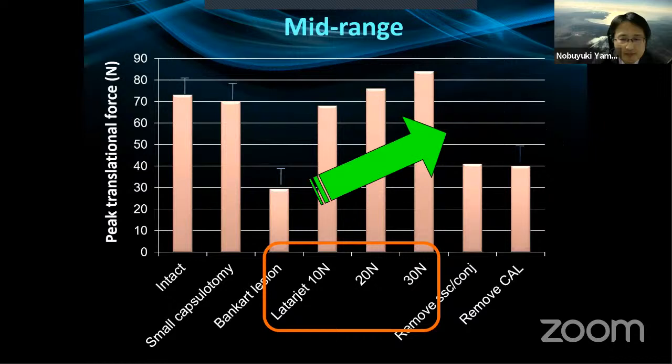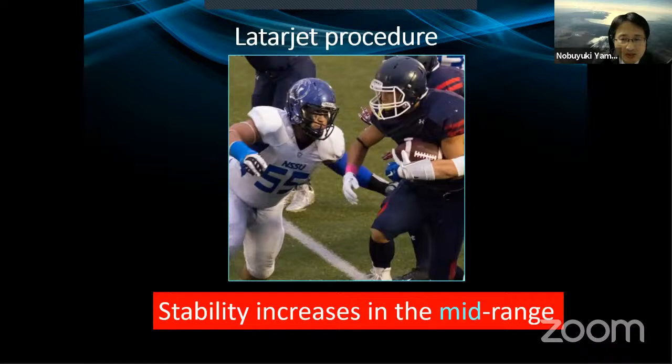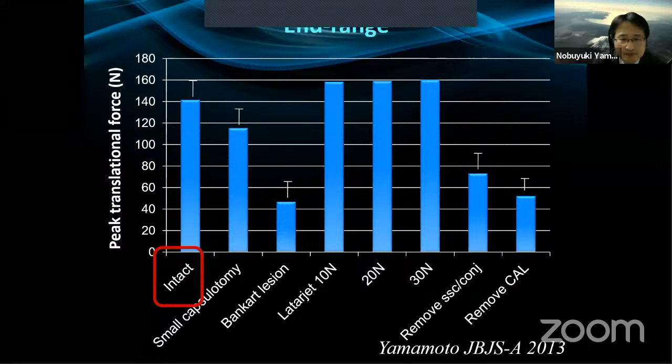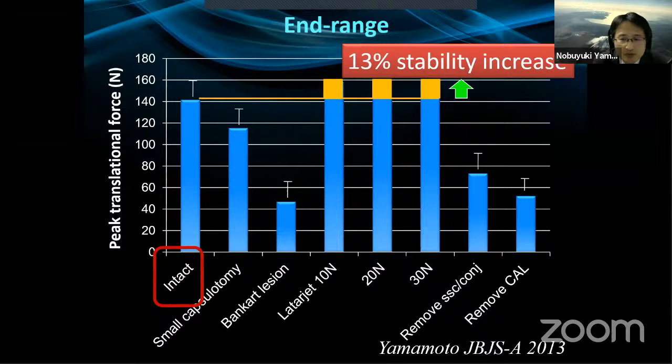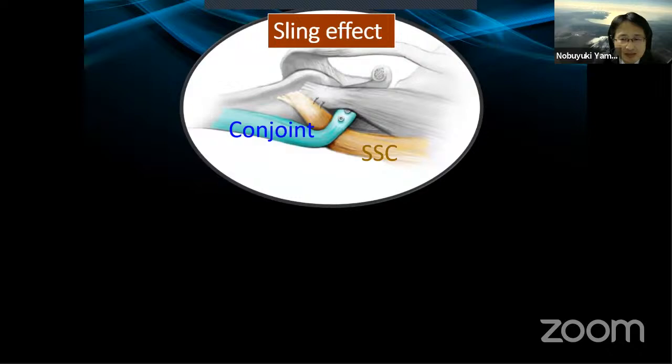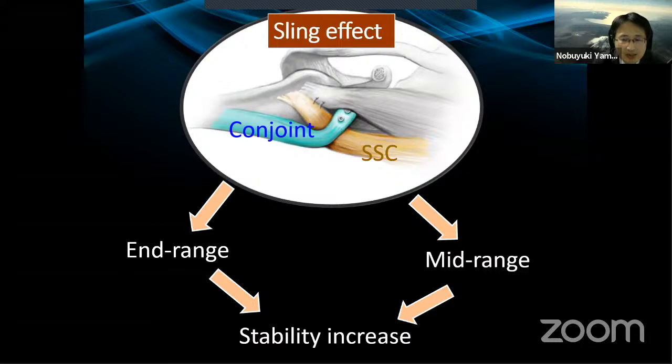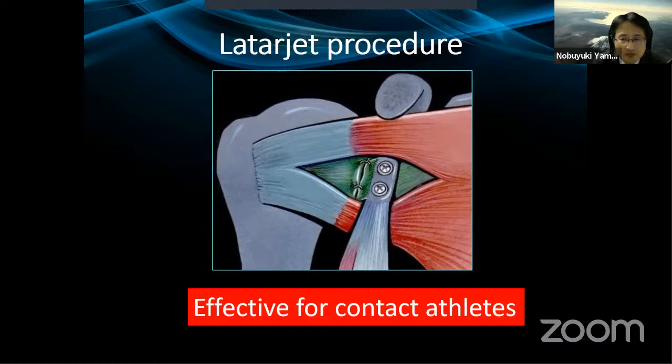In the mid range, stability increased depending on the applied load. By performing a Latarjet procedure, stability increased in the mid range. How was stability in the end range? Stability increased by 13% compared to the intact shoulder. Thus, we can expect an increase of the stability in both end range and mid range. So we are able to say that the Latarjet procedure is effective for contact athletes.